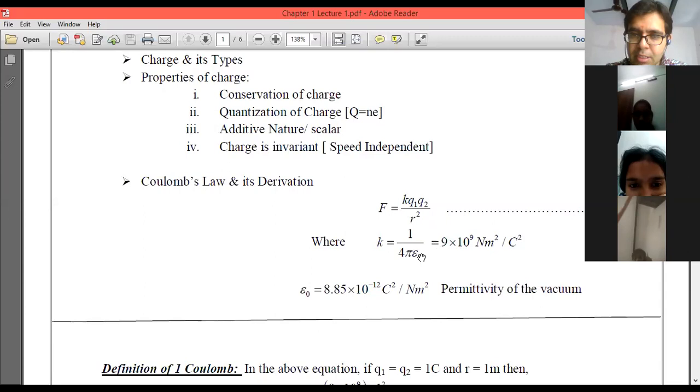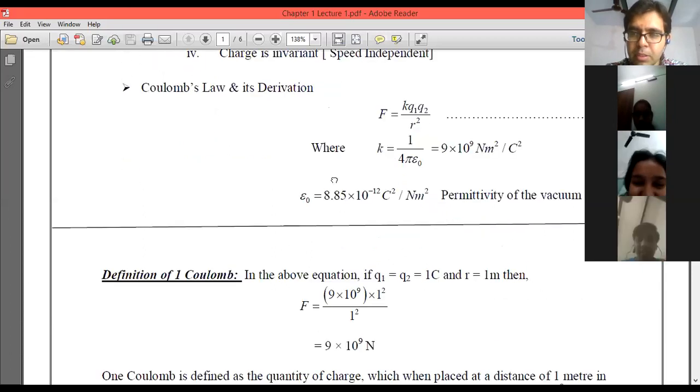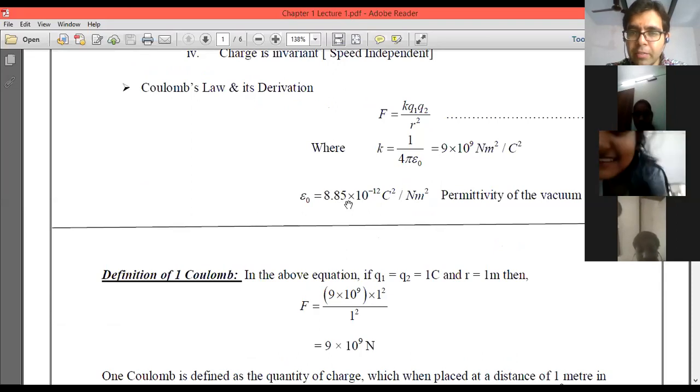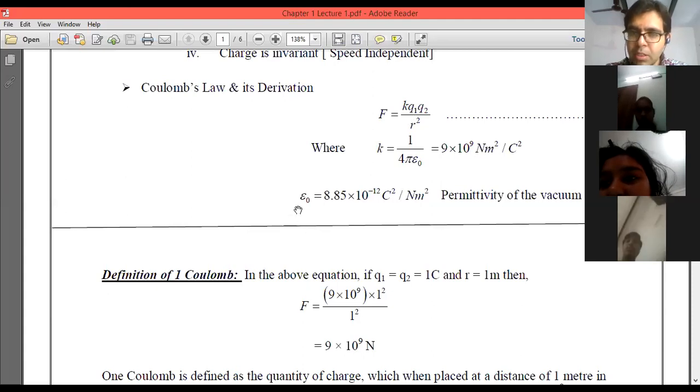This ε₀ is a very special quantity that depends on the medium. It is actually a property of the medium. The value of ε₀ for vacuum is 8.85 × 10^-12 coulomb square per newton meter square. This value changes if you place the charges in some medium other than vacuum. In that case, in place of ε₀, we have to write ε, the permittivity of that particular medium in which the charges are placed.